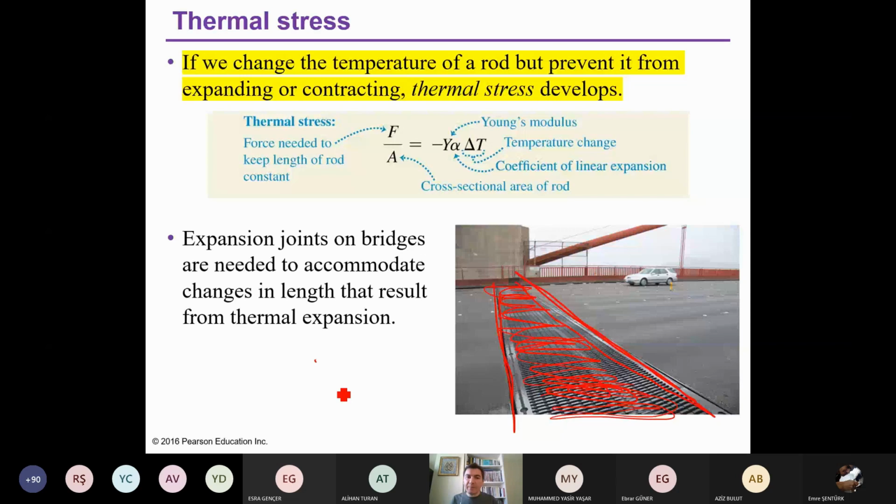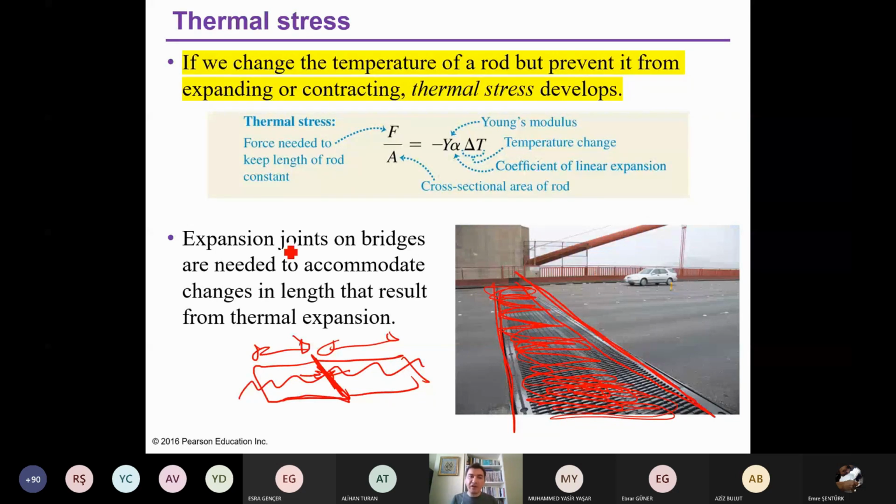And there is no gap here due to the thermal expansion. Due to the thermal expansion during the hot days, they will apply force on each other, and then this bridge can be broken, can collapse. Okay? For this reason, we use expansion joints in civil engineering. Expansion joints on bridges are needed to accommodate changes in length that result from thermal expansion.